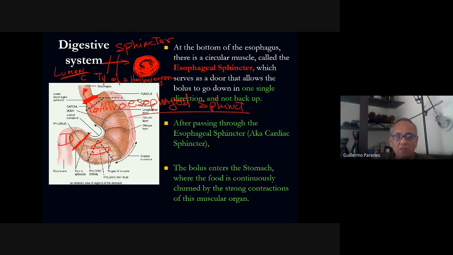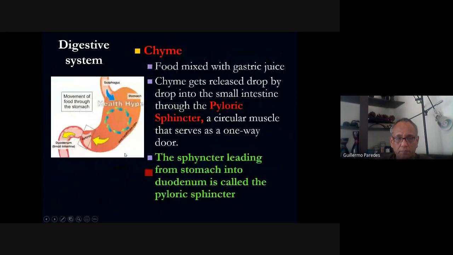What we call this sphincter is the pyloric sphincter. Where is the pyloric sphincter located? It's located between the stomach and the duodenum. You okay with that? So we have two sphincters, the gastroesophageal sphincter and the pyloric sphincter. We okay? All right, so here we have this gastroesophageal sphincter, and here we have the pyloric sphincter.